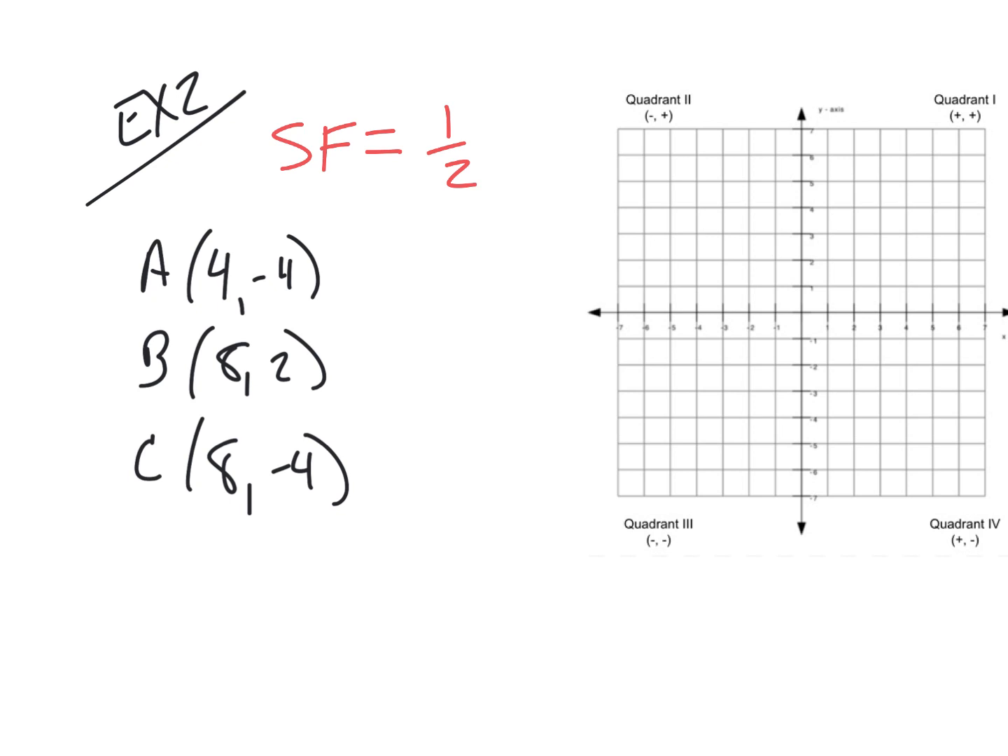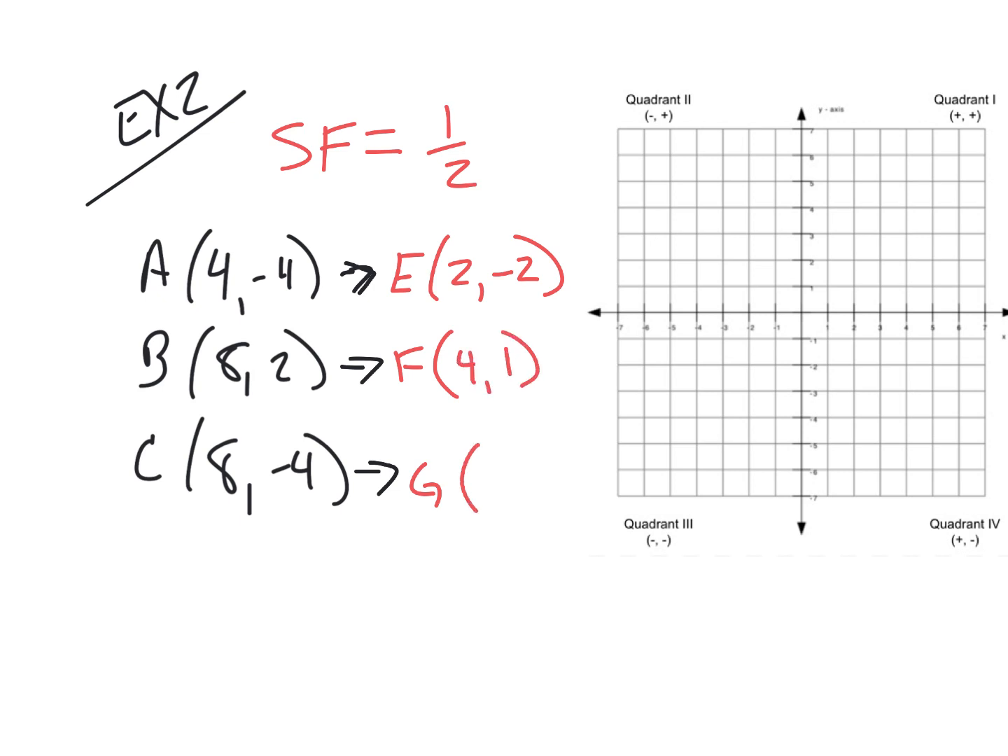So let's go ahead and do the math for these, and then we'll sketch them. So A, B, C, D, and then we'll just do E, F. What is 4 times a half? 2. -4 times a half? -2. Very good. 8 times 1/2? 4. And then 2 times a half? 1. 8 times a half again? 4. -4 times a half. You heard me say the answer instead of the question. I do that a lot.